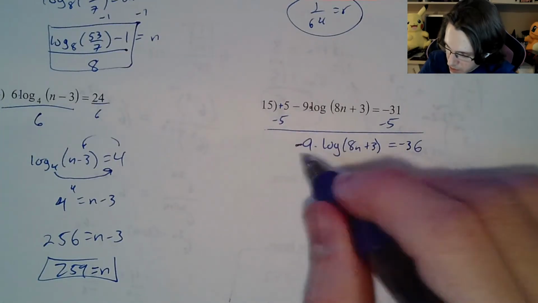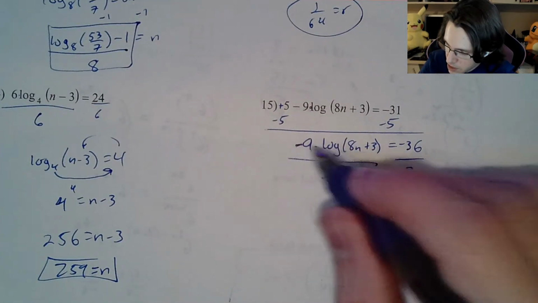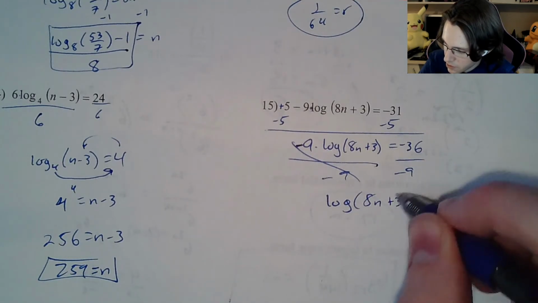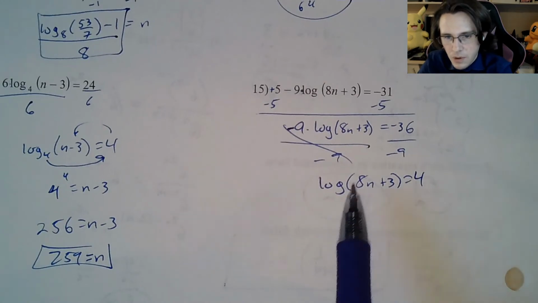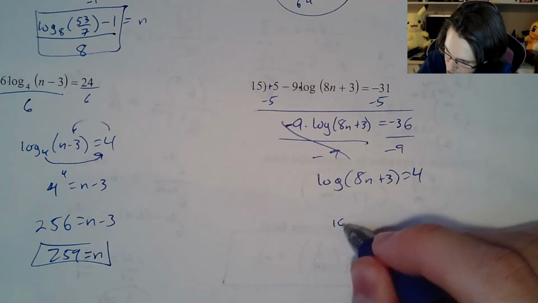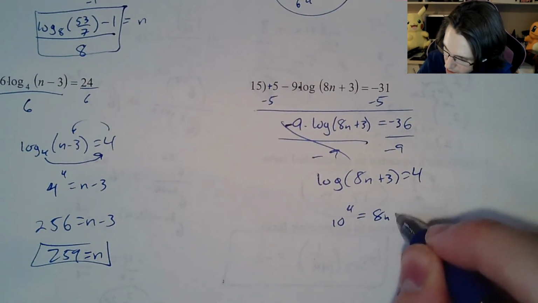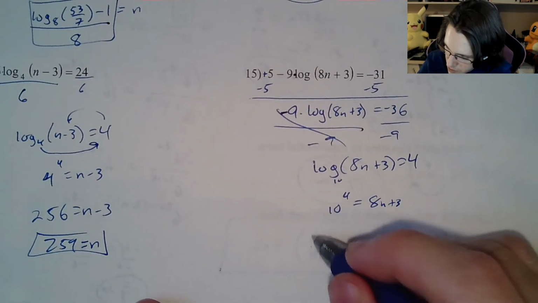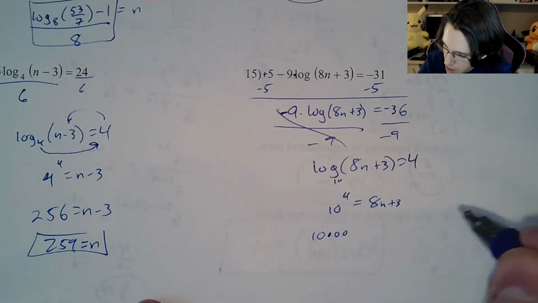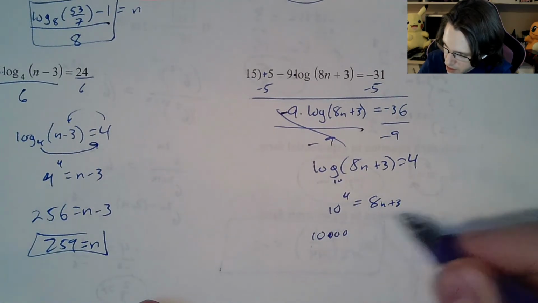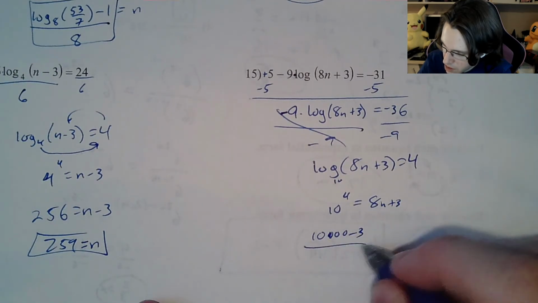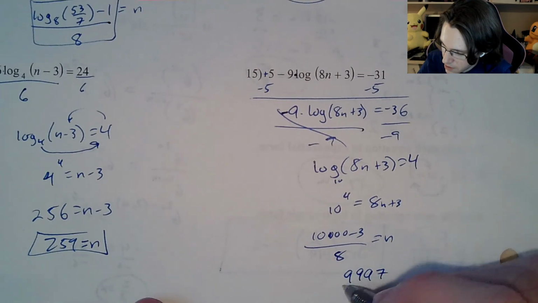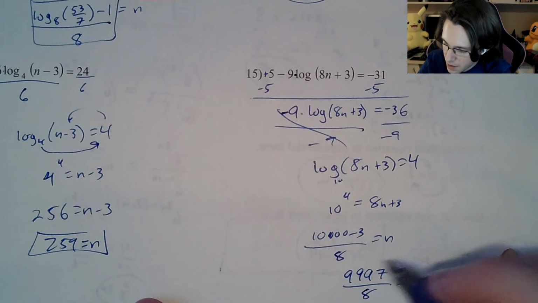Now we're going to divide both sides by negative 9. When we divide both sides by negative 9, it comes out to a nice, pretty answer of 4 over here. Remember, there's an invisible 10 here if it's not written. So we got 10 to the 4 is 8n plus 3. You can even put the 10 in there if you really wanted to. 10 to the 4 is 10,000. Then we are subtracting 3 and dividing by 8 is equal to n. So that's 9,997 divided by 8. We are all done.